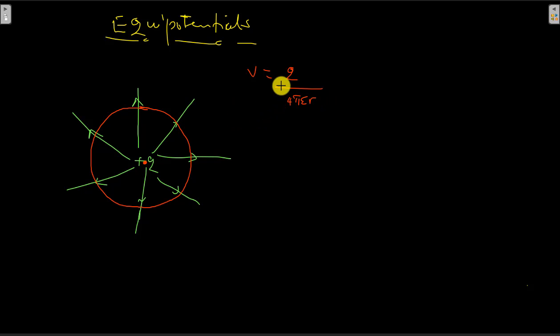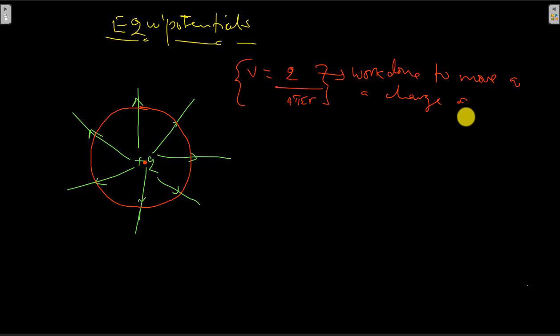And so what does electric potential actually mean? Electric potential is work done. That's what we mean by electric potential: work done to move a unit charge, a charge of plus 1 coulomb, from infinity to a point in the electric field of a given charge.